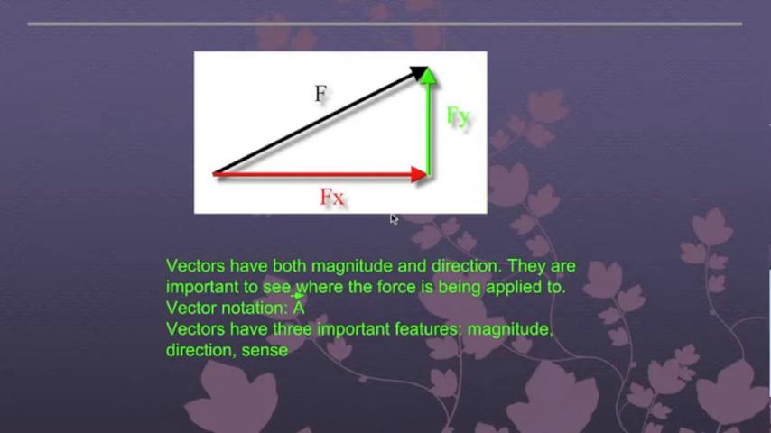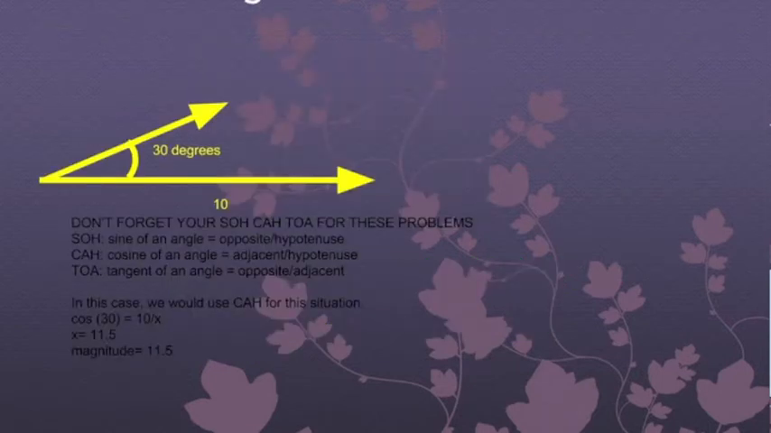So here, sine, cosine, and tan are very important. Sine is opposite over hypotenuse. Cosine is adjacent over hypotenuse. Tangent is opposite over adjacent. In this case, we use that situation.